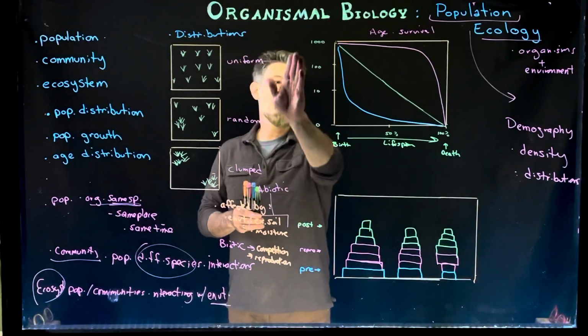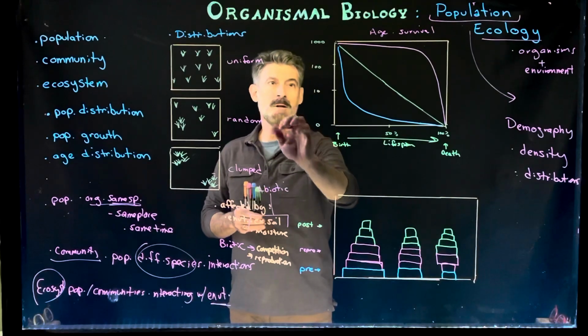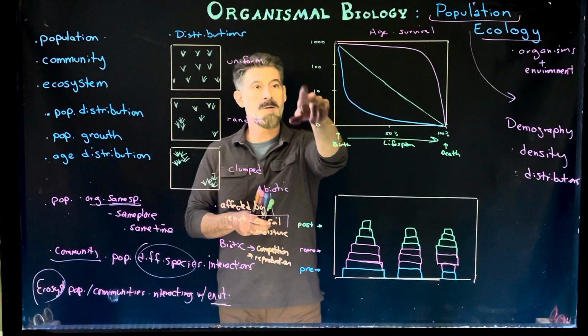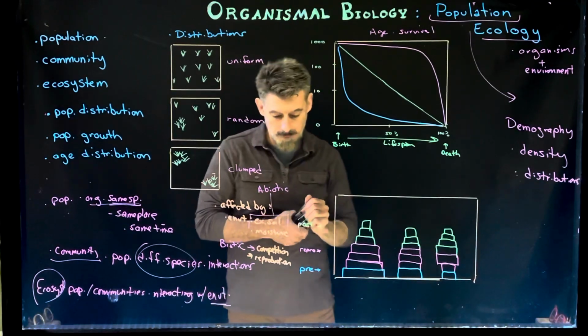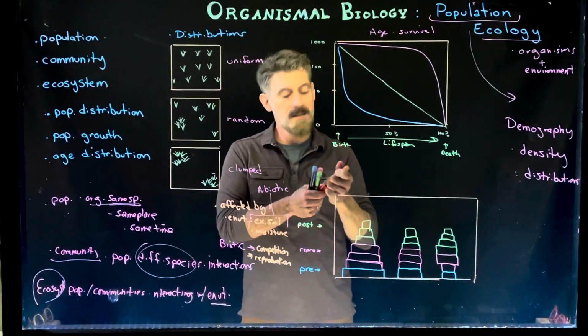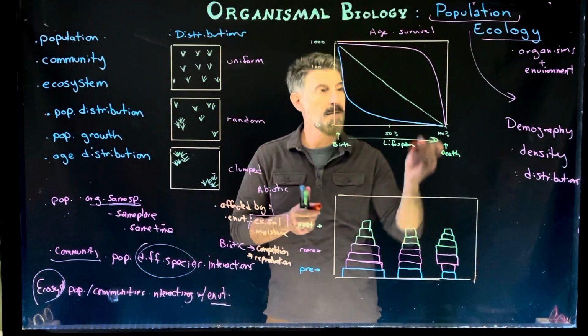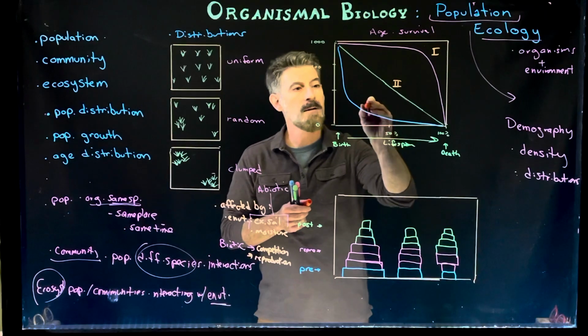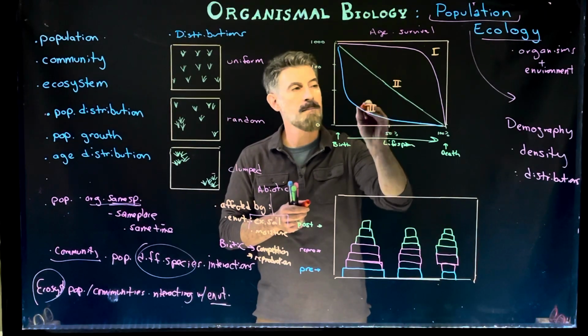You can see this is not an even distribution here. It's more of a logarithmic type distribution in terms of the way the numbers are. So 10, 100, 1,000. And what we're looking at here are these different patterns. So we have a type 1 pattern, a type 2 pattern, and a type 3 pattern. So these are the curves.